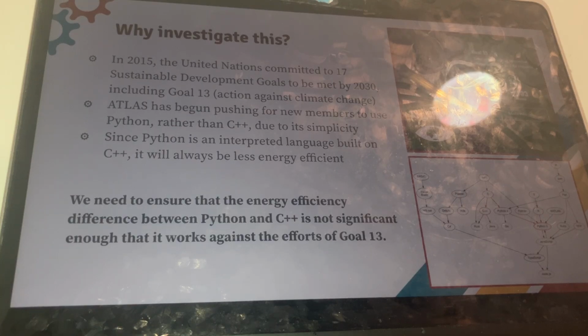Atlas has begun pushing for new members to use Python rather than C++ due to the language's simplicity, but since Python is an interpreted language built on C++, it'll always be less energy efficient. So we need to ensure that the energy efficiency difference between Python and C++ is not significant enough that it works against the efforts of Goal 13.